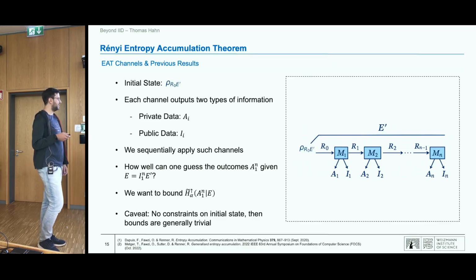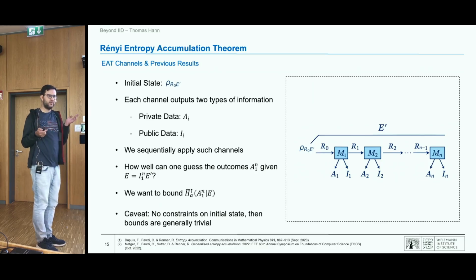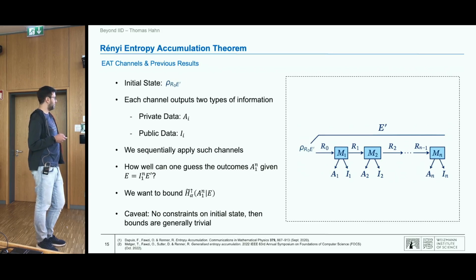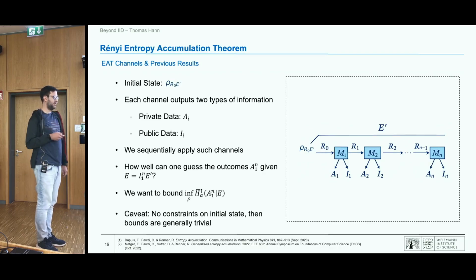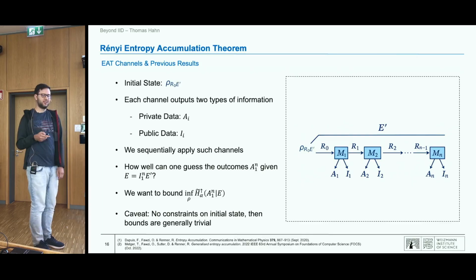Of course, I didn't really say anything about the initial state or the channels, so most bounds one can generate on the min-entropy are trivial at the end. Basically, from a cryptographic perspective, how do we motivate this? Well, you want to optimize over the input state, but you can imagine there's a lot of channels for which, if I can choose the input state, they are not going to produce any randomness, and so you need to add additional constraints.